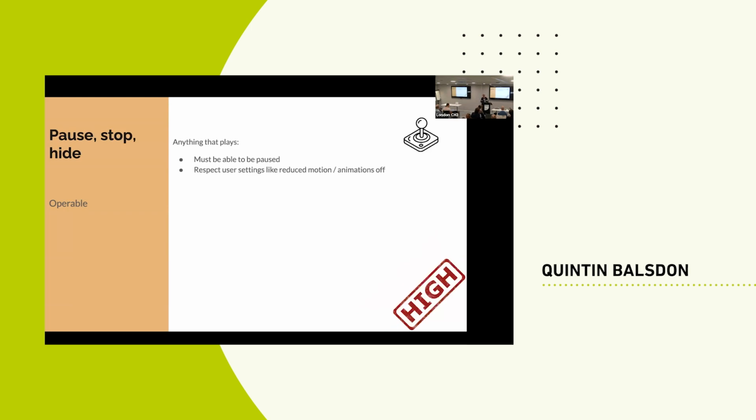And then pause, stop, hide. This is now anything that plays, anything audio, visual, anything like that should be able to be paused, stopped, and hidden, right? Users should have the right to choose this for themselves. There are settings in the operating system. Not a lot of users even know that these settings exist, which is why apps would sometimes surface these controls to users as well. Again, it just shows respect for the user. We care about your concerns in this space, right?